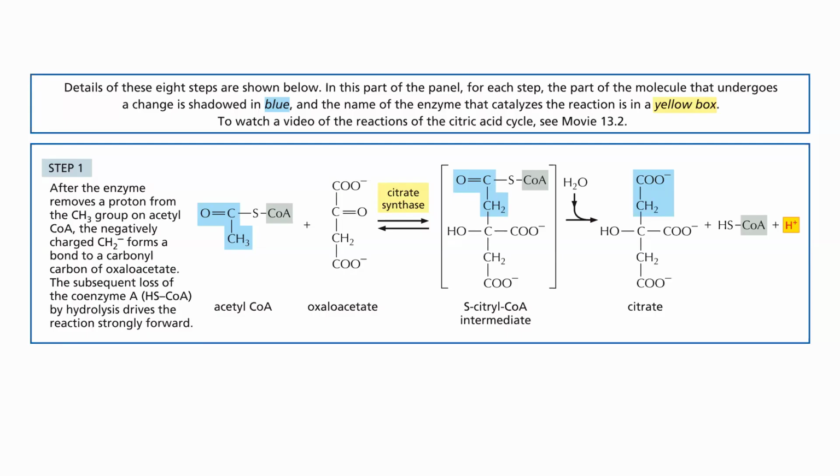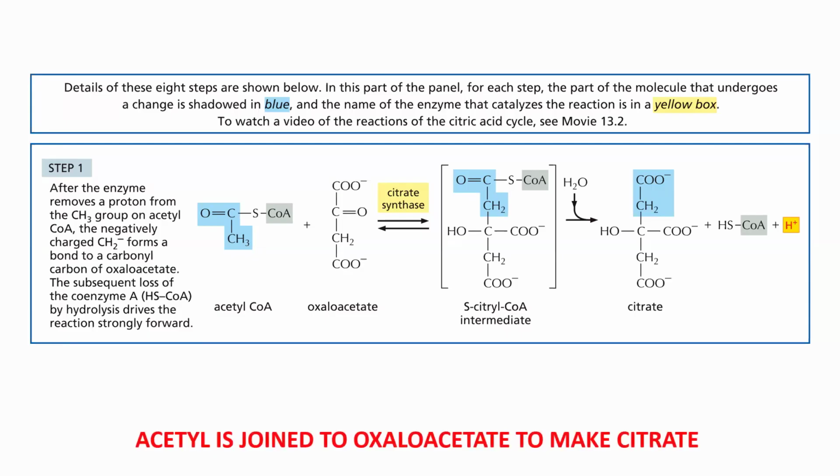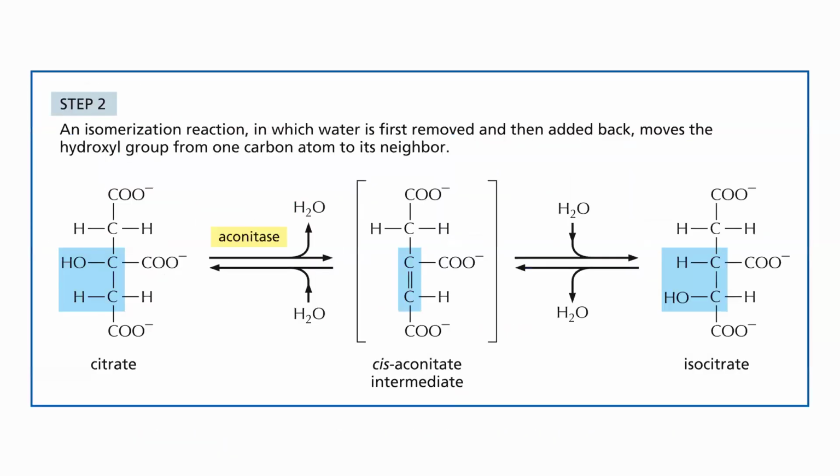And that gives the citric acid cycle its name. Citrate is a 6-carbon molecule. So acetyl is joined onto oxaloacetate and citrate is made. This is a ligation reaction. Step 2 is an isomerization reaction. Well, we know what that is now. Citrate is going to be rearranged and isomerized to make isocitrate. Isocitrate because it's an isomer of citrate.